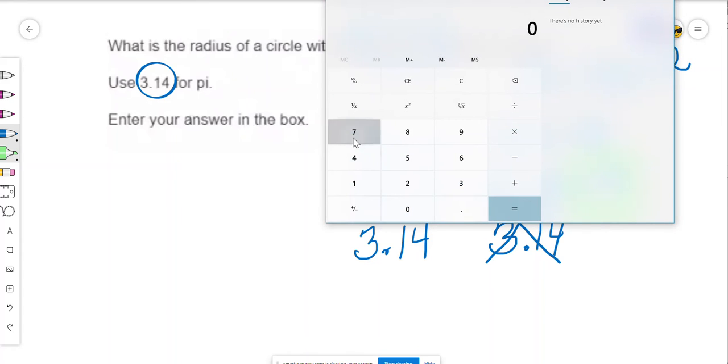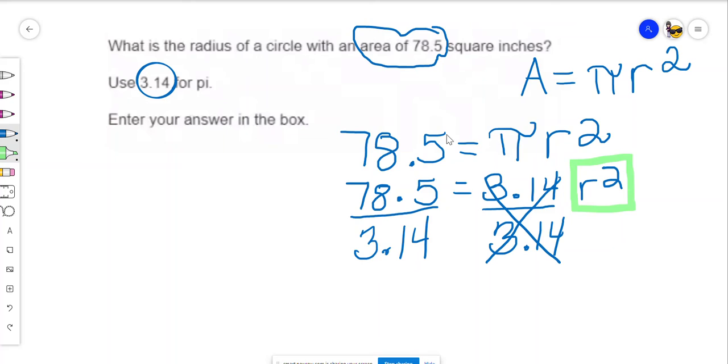So I have 78.5 divided by 3.14. 25. Awesome. I think they did that on purpose so we'd get a nice even number, don't you? Yeah, it's more than a nice even number, as you will see in a minute. But 25 doesn't equal r. It equals r squared. Huh.